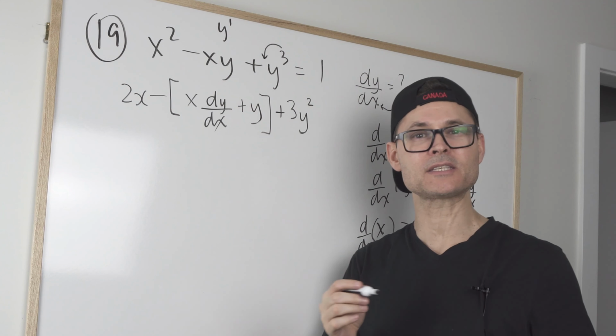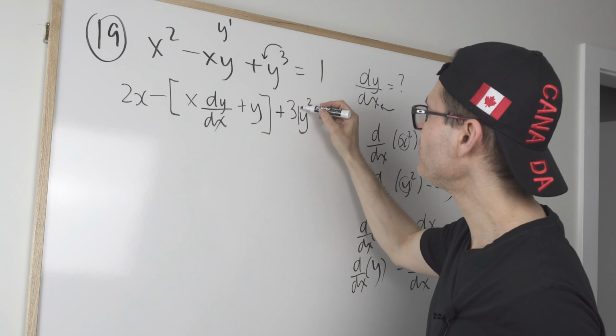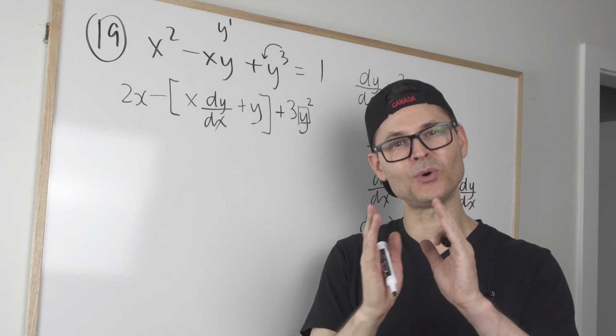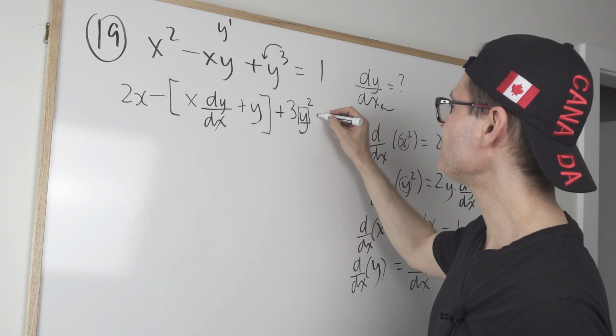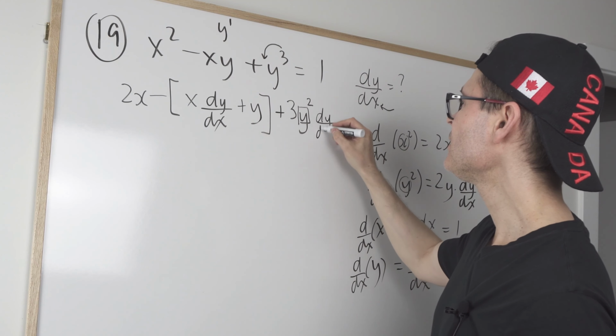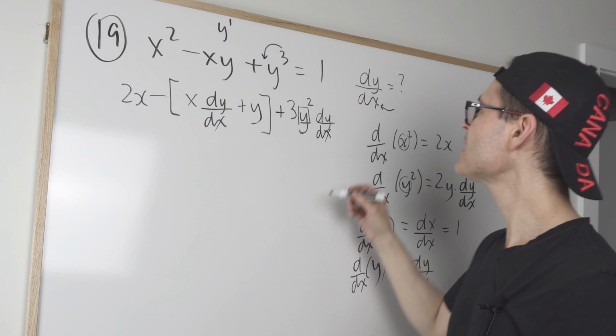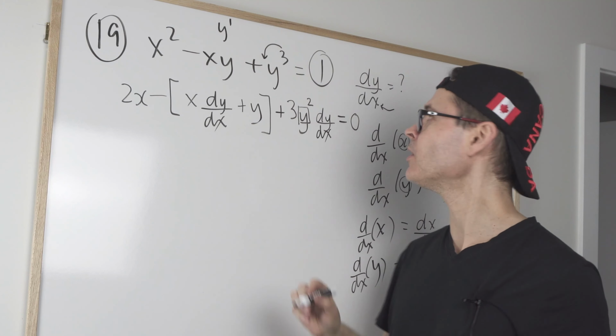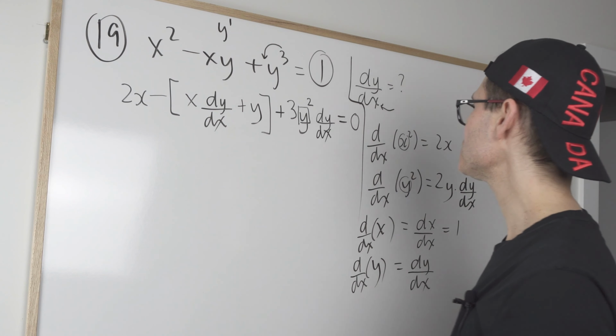You still do all that stuff, but this here, I'm going to put a little box around the y. That's your inside function. There's your chain rule. So you're going to take the derivative of y, dy dx with respect to x. On the right-hand side, there's just the 1. The derivative of 1 is 0. Let me just sort of partition that.